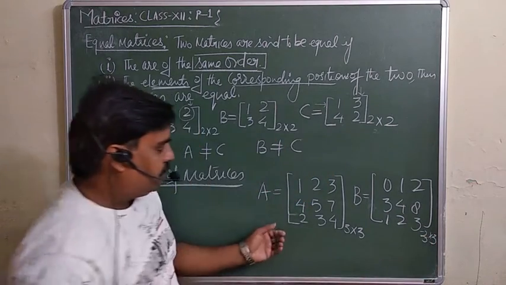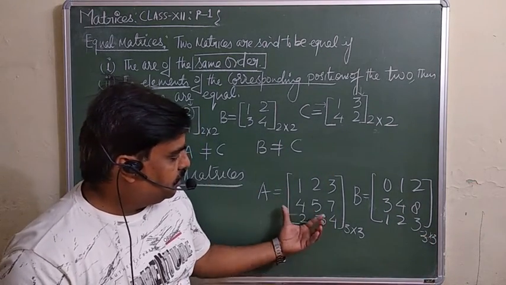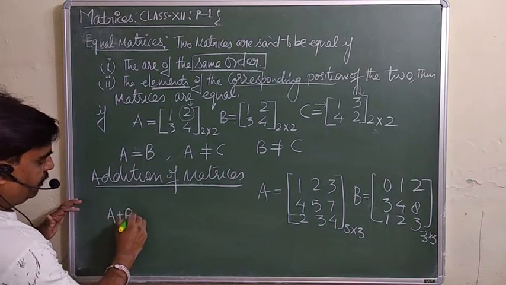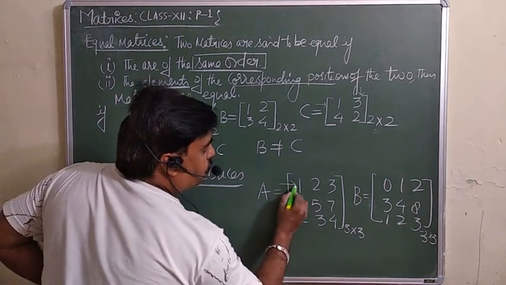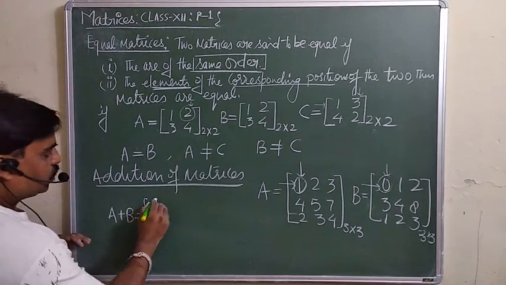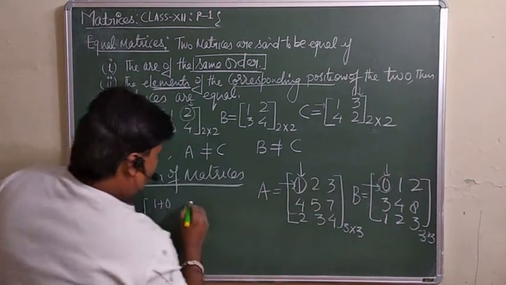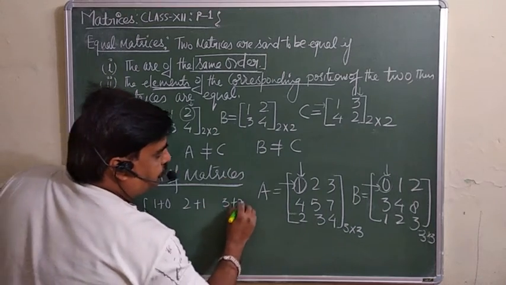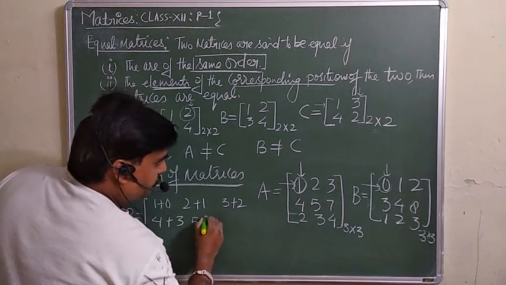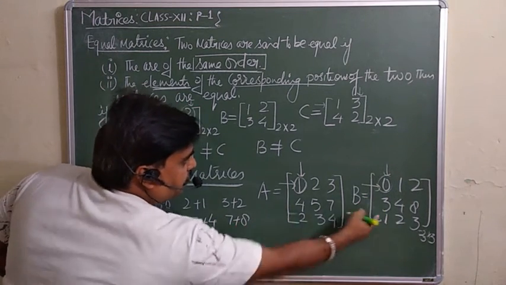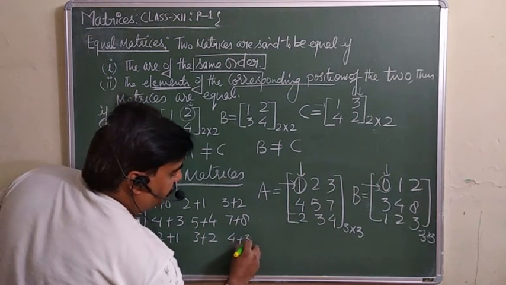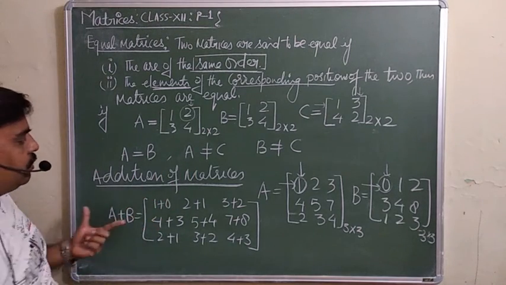Though two square matrices we are taking, if you want to add them, they should be of the same order. Suppose you want to know A plus B. The first row, first column element will be added with the first row, first column element here. So you will get 1 plus 0, 2 plus 1, 3 plus 2, 4 plus 3, 5 plus 4, 7 plus 8, 2 plus 1, 3 plus 2, and 4 plus 3. You can add.